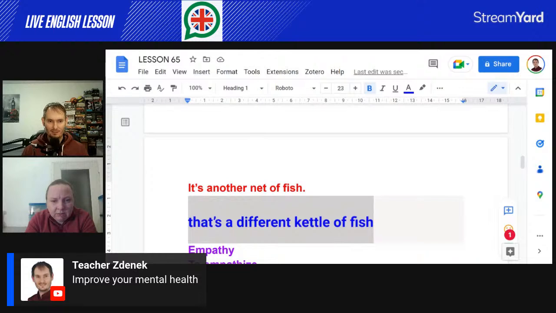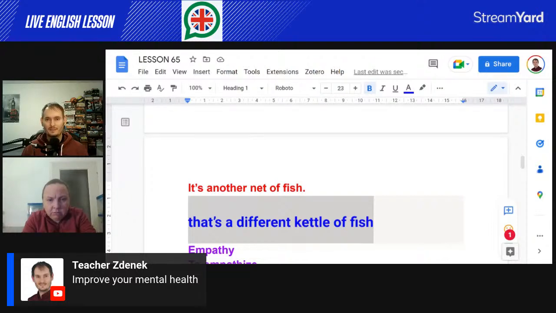Yeah, and you look at the definition in the Cambridge Dictionary. A different kettle of fish. Give me one second. It means to be completely different from something or someone else that has been talked about. For example, having knowledge is one thing, but being able to communicate it to others is another kettle of fish. Yeah, but it implies that it's way more difficult.